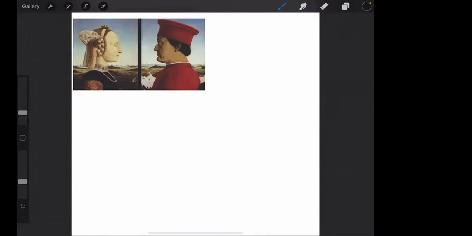Let's draw Duchess and Duke of Urbino. So we'll draw both figures at the same time. You can use the basic proportion rule. So we'll draw two circles first. So maybe smaller circle for the Duchess, and maybe bigger circle, slightly bigger circle for the Duke.